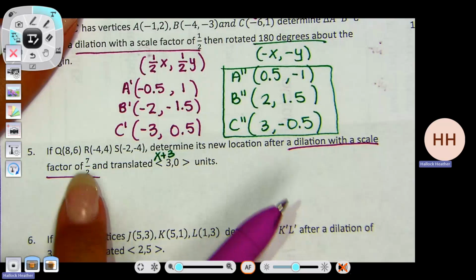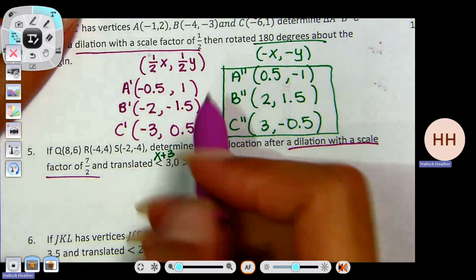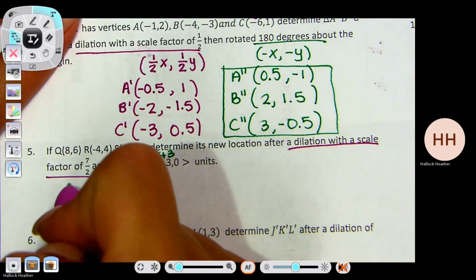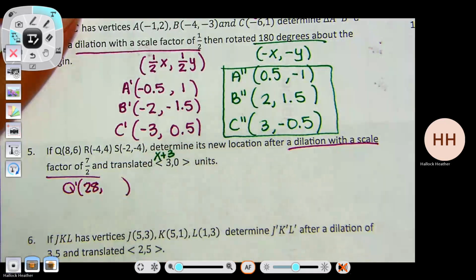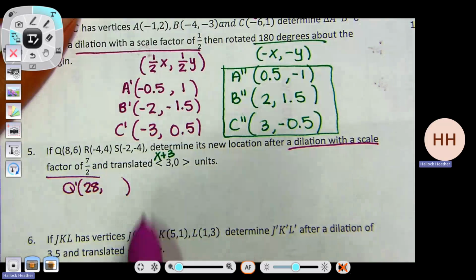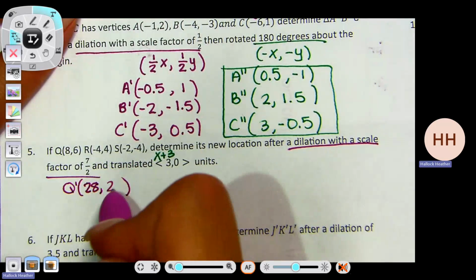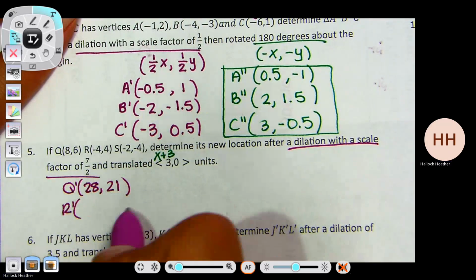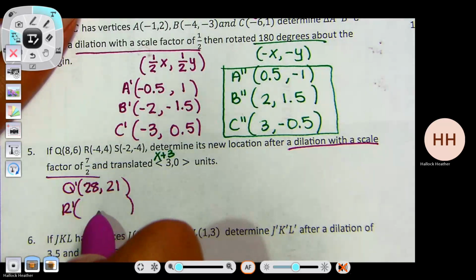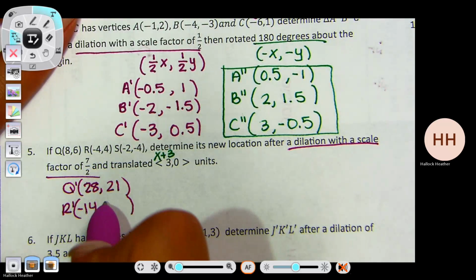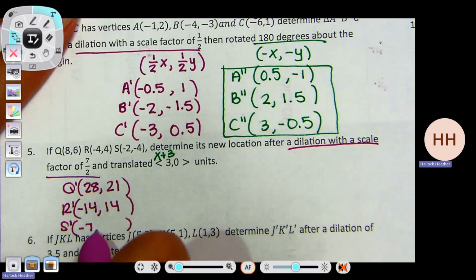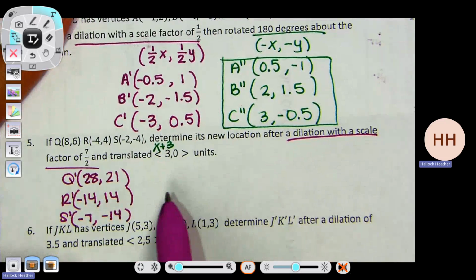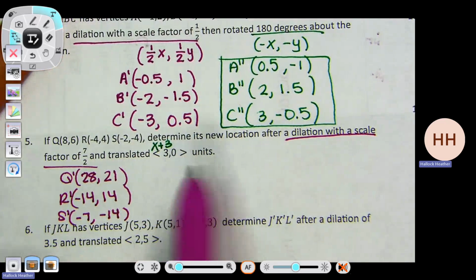Okay, so if it was 7/2, Q was 8, 6. It's massive now. What is it now? 28, 21. Good. And then R prime. Good. And then S prime. -7, -14. Now we're going to use translation notation, but it's in vector form, like Despicable Me.